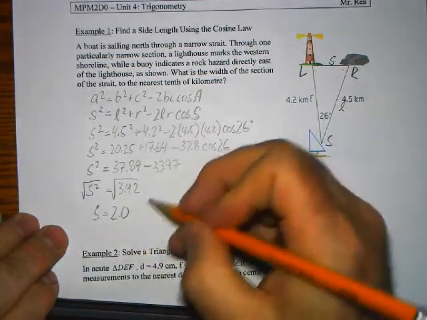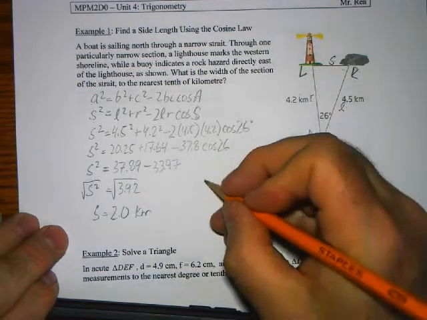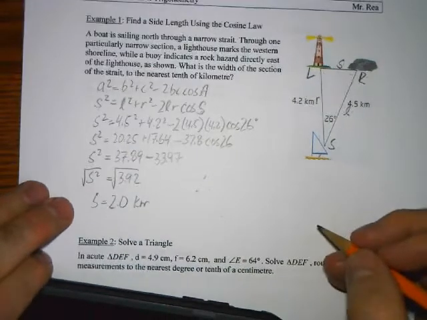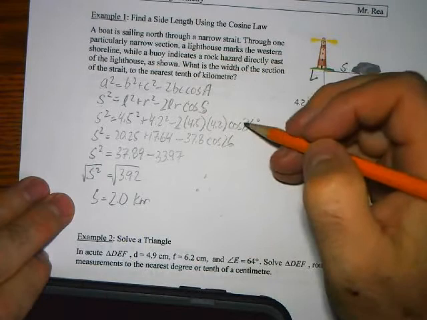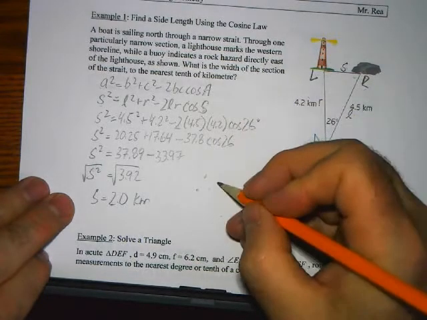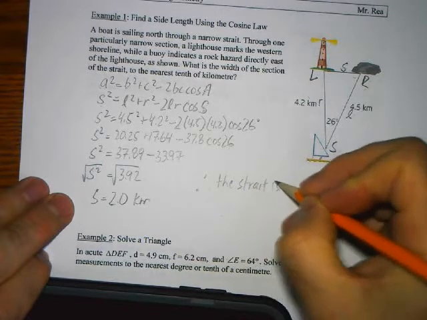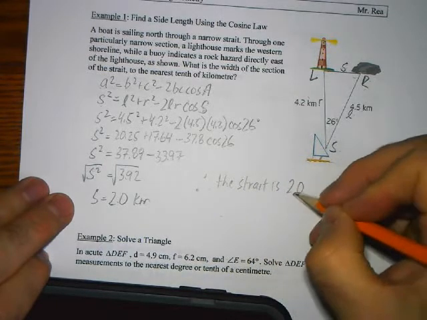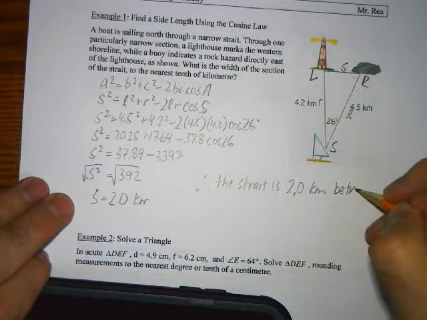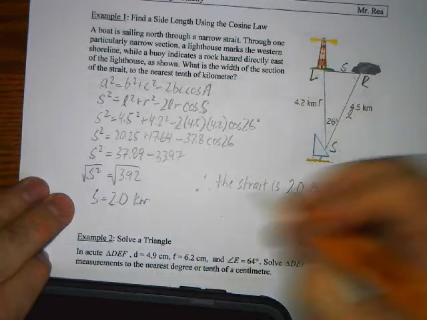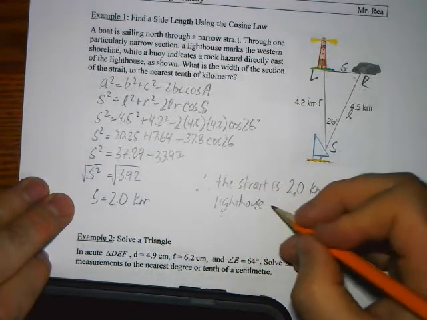And that's going to be kilometers because these other distances are kilometers. And then answer with a word answer, of course. Therefore, and you can read back the original question: how wide is the section of the strait to the nearest tenth? Therefore, the strait is 2.0 kilometers between the lighthouse and the rock.